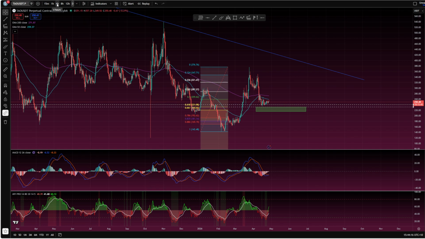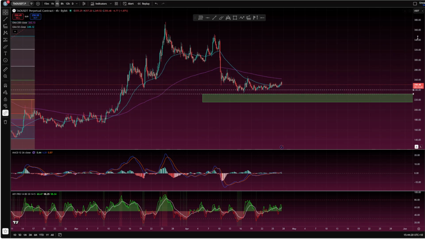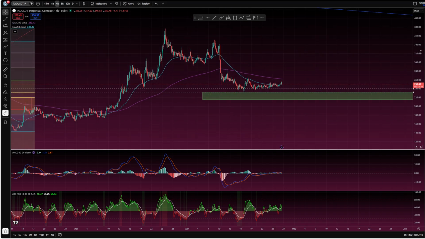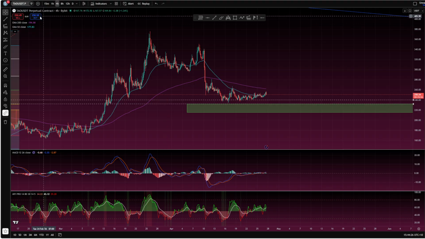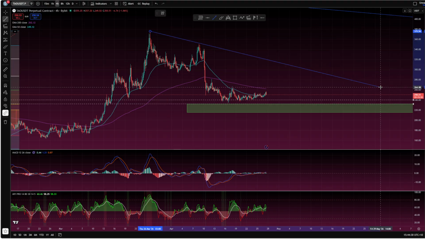So I'm going to zoom in here by going into the shorter time frame. So this is the 4 hour. If we go like that, we can still see the daily time frame that I've got up there for the daily trend line. And we'll start creating a couple on here.